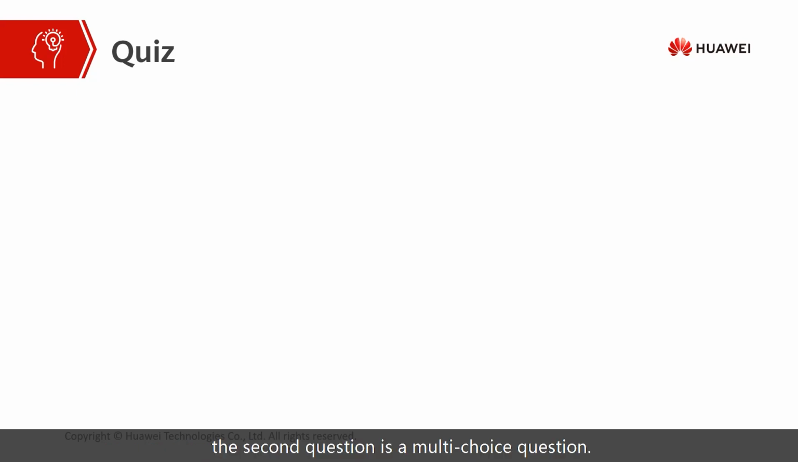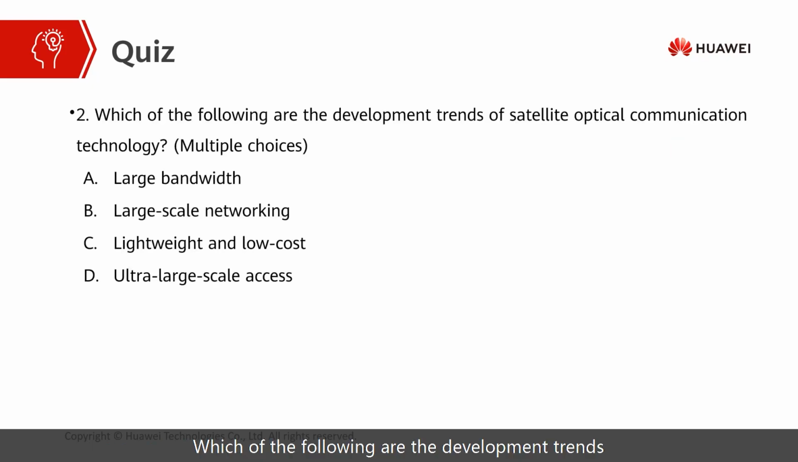The second question is a multi-choice question. Which of the following are the development chain of satellite optical communication technology? A. Large bandwidth. B. Large scale networking. C. Lightweight and low cost. D. Ultra large scale access. Large bandwidth, large scale networking, lightweight, and low cost are correct. So A, B, C is correct. But D is incorrect. So we only select A, B, C.